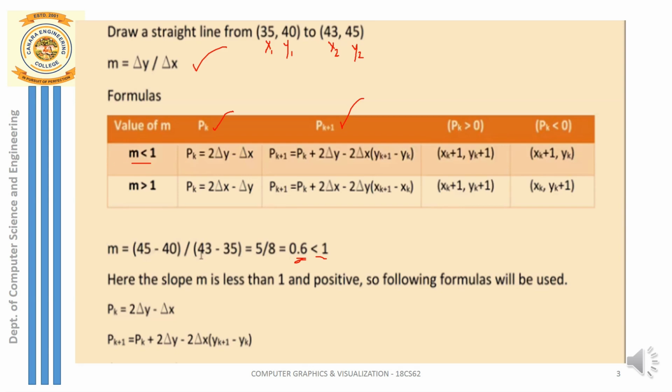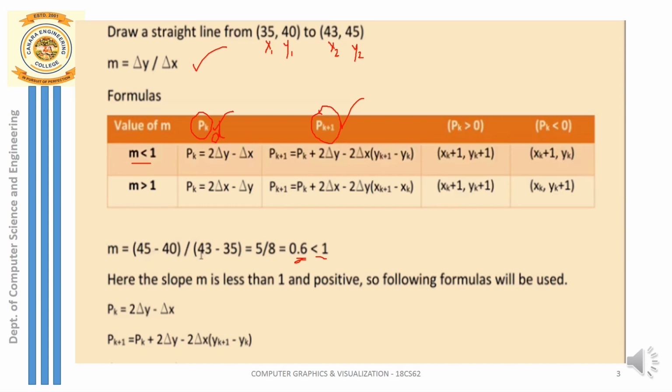In order to calculate the x coordinate and y coordinate, that is, to plot the very next point, we are supposed to make use of a decision parameter. So what is the decision parameter? We denote it as pk, and there is one more decision parameter, pk plus 1, which has to be computed. So two decision parameters are required.